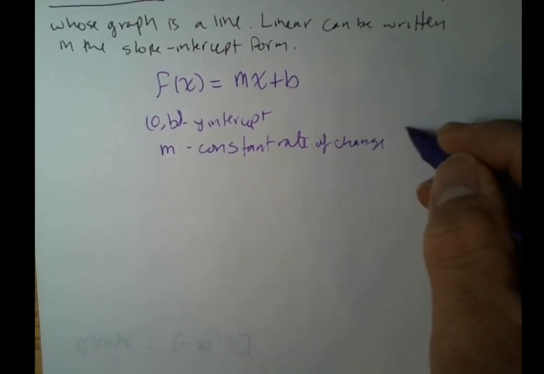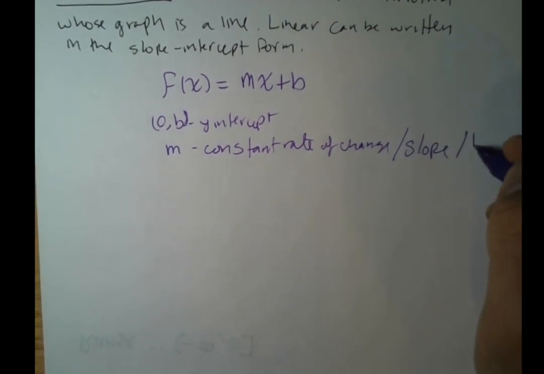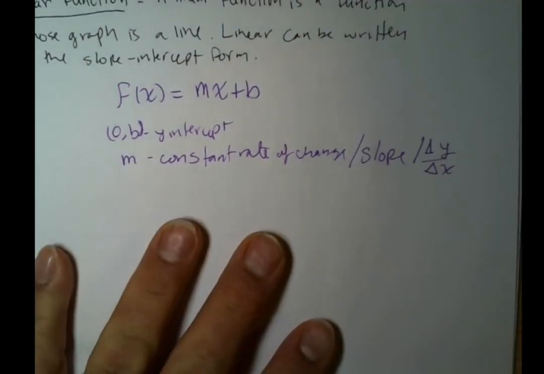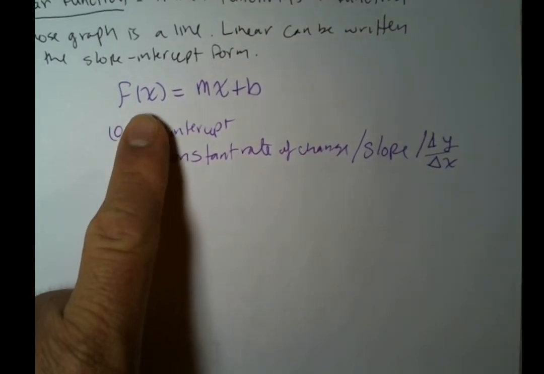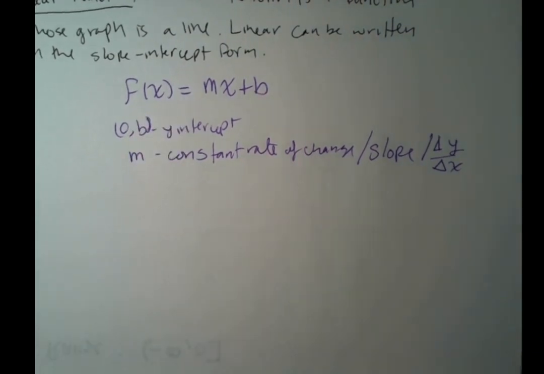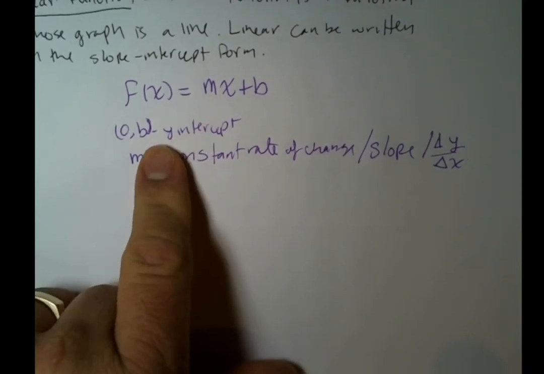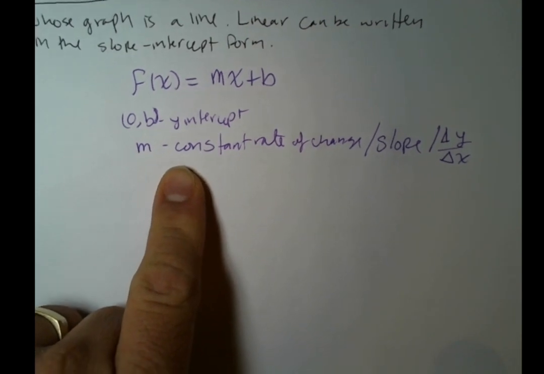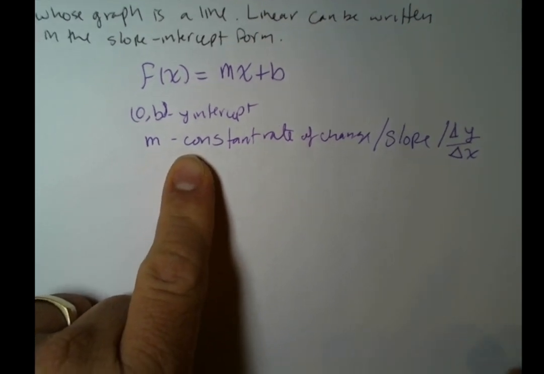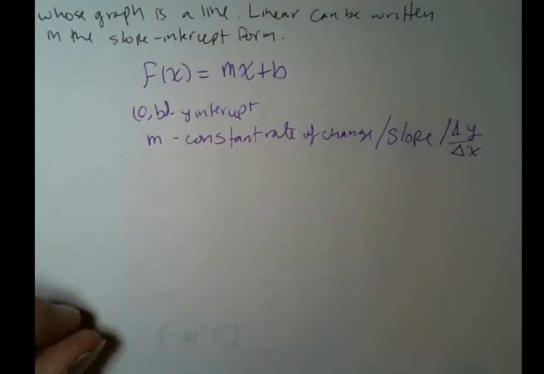Sometimes this is also known as the slope, or change in y over change in x. Those are other ways that we classify our slope. Again, f of x, sometimes y if we're not using function notation. Now we gather a lot of information from these values. The y-intercept tells us where it crosses the y-axis, and m tells us how quickly or not so quickly the line is changing, or whether it is changing in a positive or a negative manner.